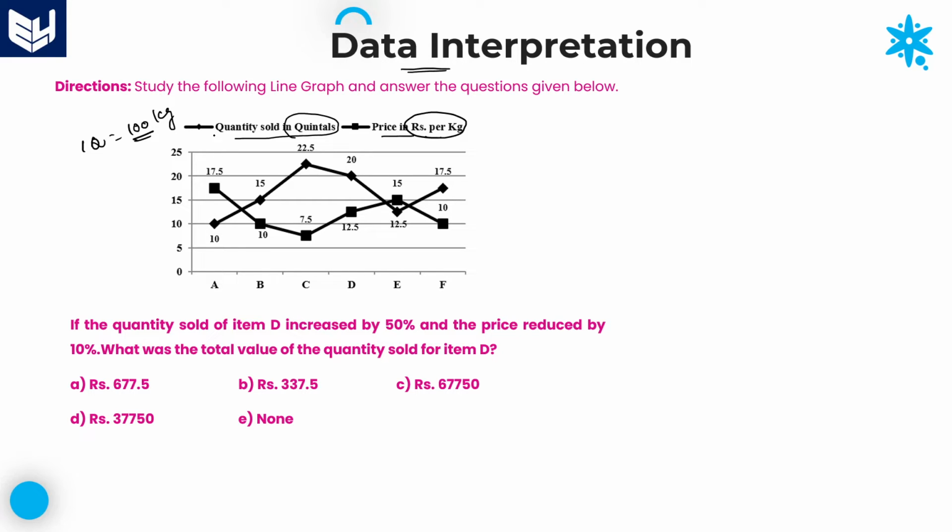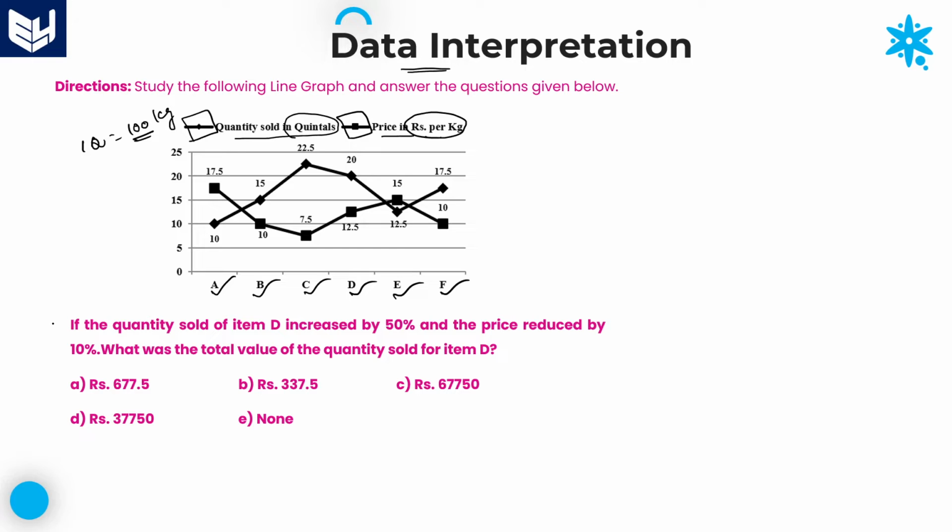The rhombus shape line indicates the quantity, whereas the square shape line indicates the price, for the various companies or items, that is A, B, C, D, E, F, a total of 6 items. That is the given information.